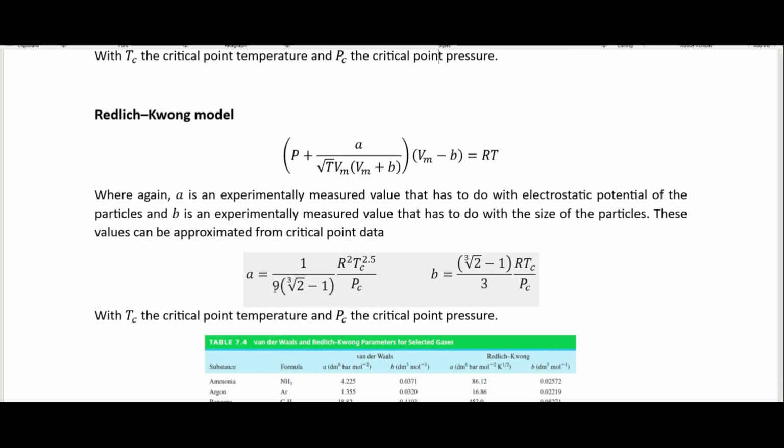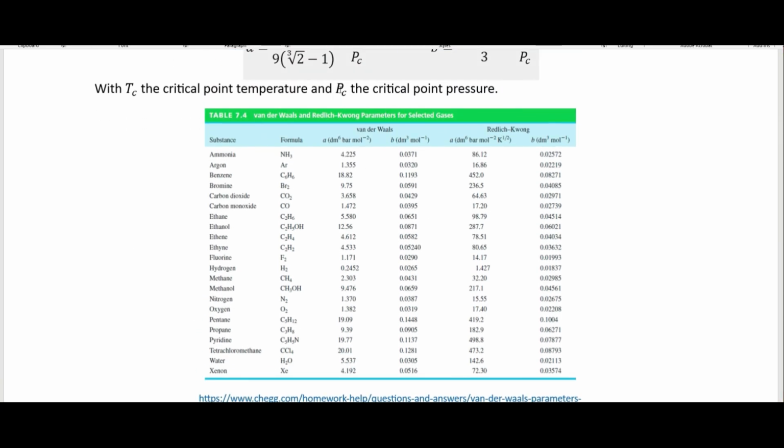Then we have the Redlich Kwong model, which again just has this term right here for the pressure, and then this term right here for the volume, where again the A is the experimentally measured value that has to do with the electrostatic potential of the particles, and B is an experimentally measured value that has to do with the size of the particles. These values can be approximated from these. So again, this is using the critical point temperature and critical point pressure. And these are just some of the values from both of these. So we have the A and B here for van der Waals. We have the A and B here for the Redlich Kwong.